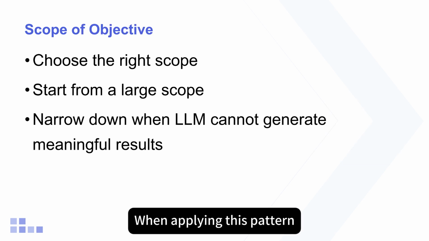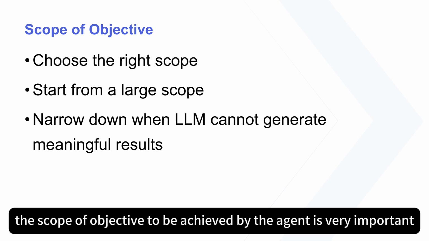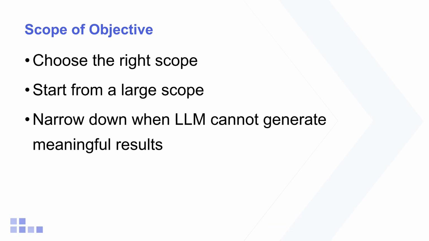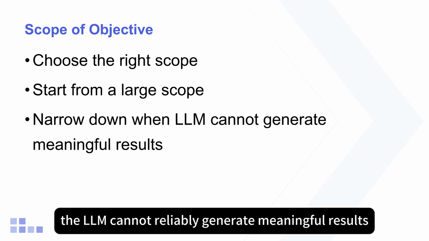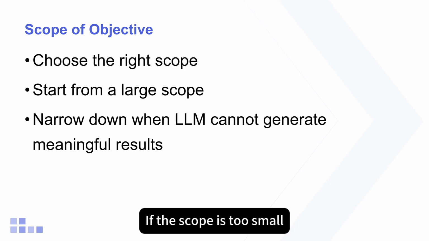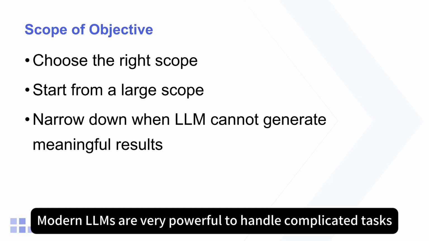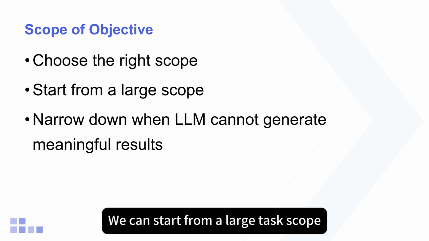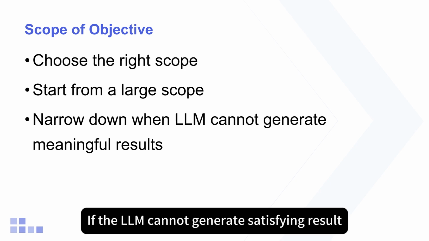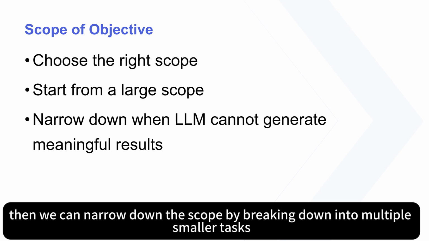When applying this pattern, the scope of the objective to be achieved by the agent is very important. If the scope is too big, the LM cannot reliably generate meaningful results. If the scope is too small, then we will need too many agents for different small tasks. Modern LMs are very powerful at handling complicated tasks. We can start from a large task scope. If the LM cannot generate meaningful results, then we can narrow down the scope by breaking it down into multiple small tasks.